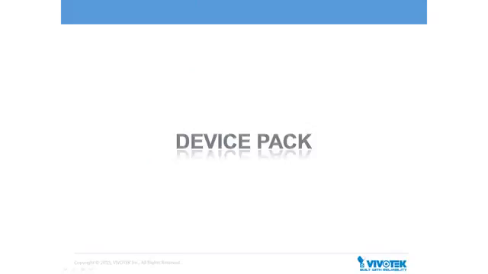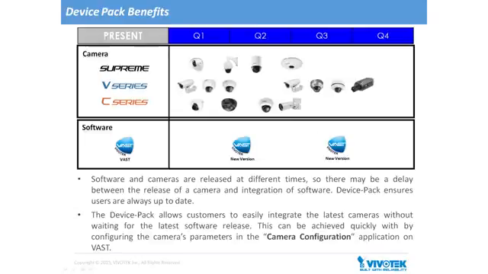Next, we'll talk about the device pack, extremely useful for all users of VAST. Since new software and new cameras are not released at exactly the same time, there may be a delay between the release of a camera and the integration of software. The device pack allows users to easily integrate the newest cameras without waiting for the latest software release, and ensures users are always up to date.